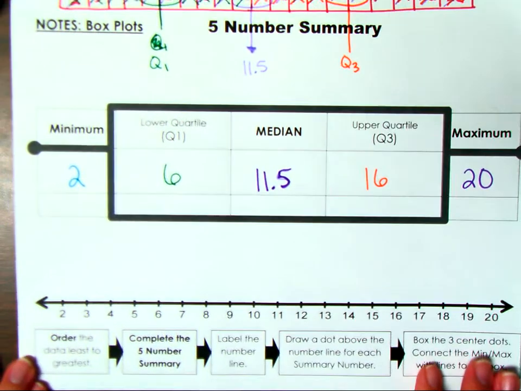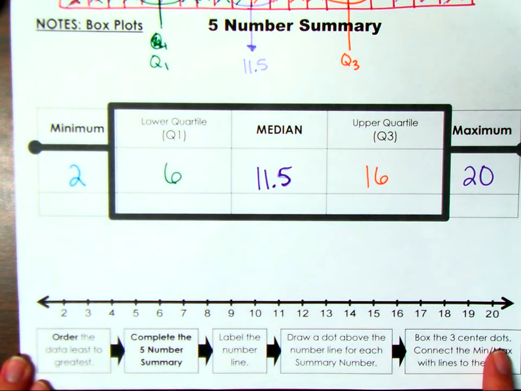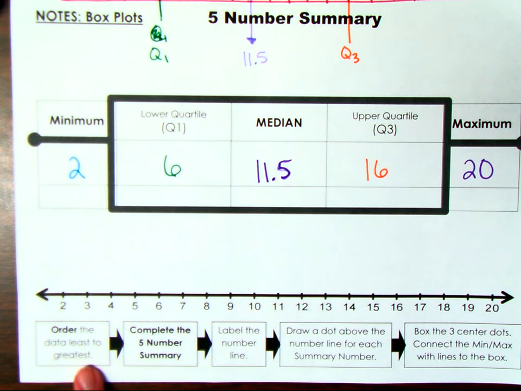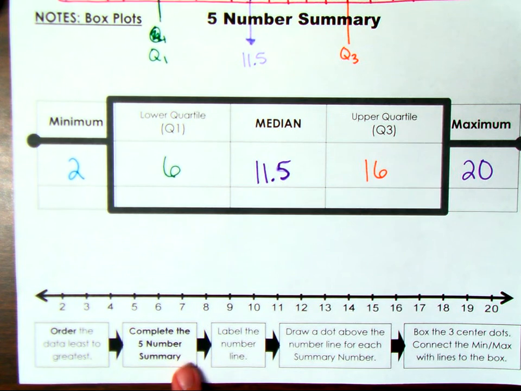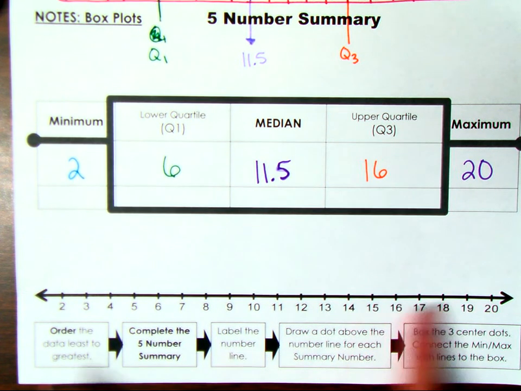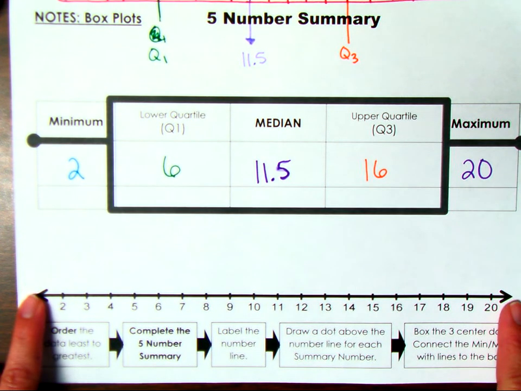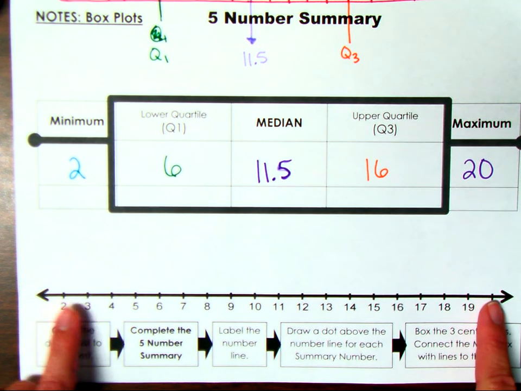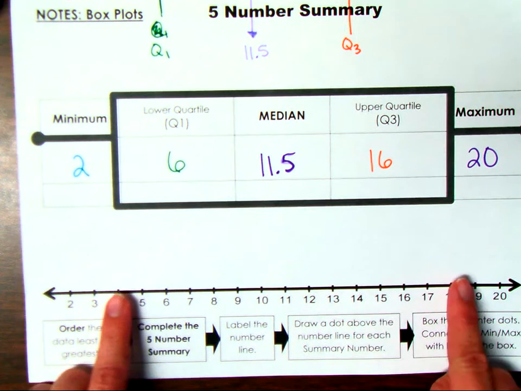And basically what I said in the video as I taught are your steps right here. Okay, so first order the data of the numbers least to greatest, then complete the 5-number summary. Now we're going to label the number line. So we've already provided a number line for you, but in case they didn't have one, sometimes you'll use all these points. Sometimes you won't use all of them.